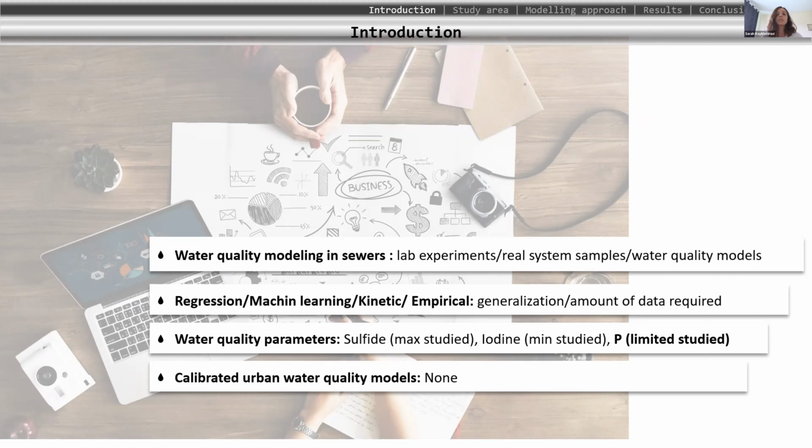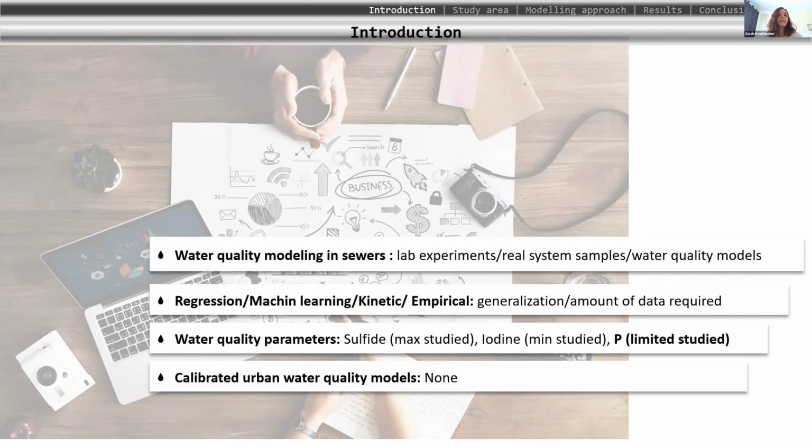Water quality parameters have been studied across a wide range, from sulfide, which has been the most studied, to iodine as a parameter that has been the least studied. Phosphorus, in between, is one of the parameters that affect eutrophication. Today we heard about eutrophication, so I'm not going to go through all that again. That's why we are studying phosphorus export: in the long term, we want to mitigate the eutrophication effect of phosphorus in urban settings.